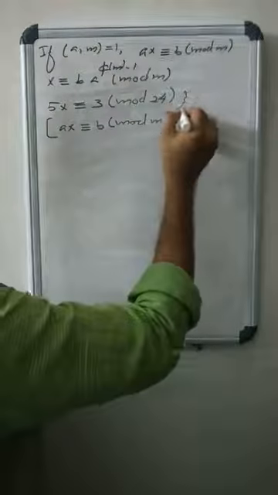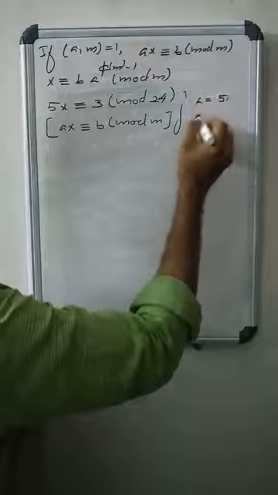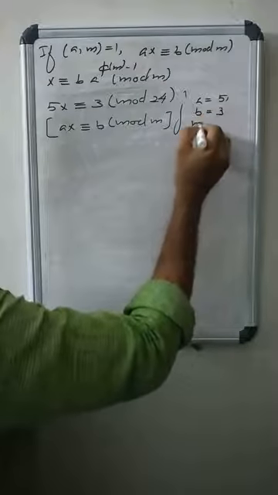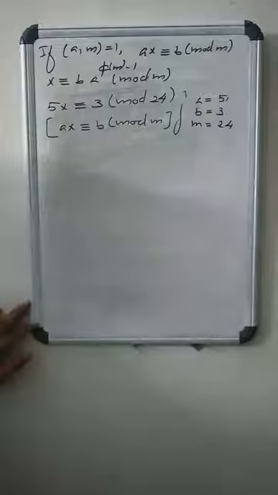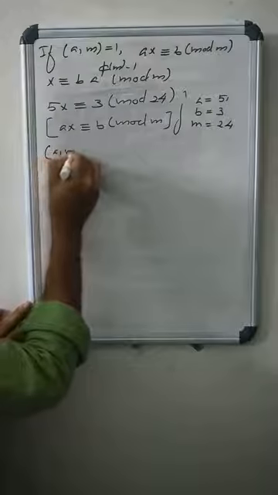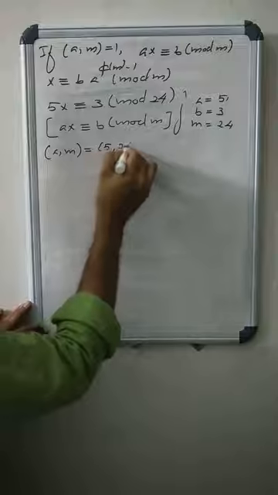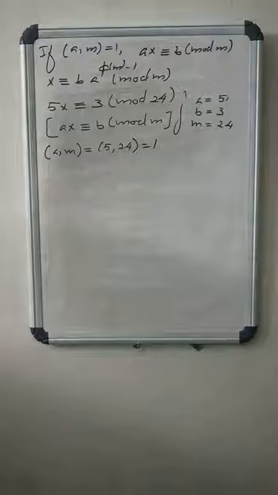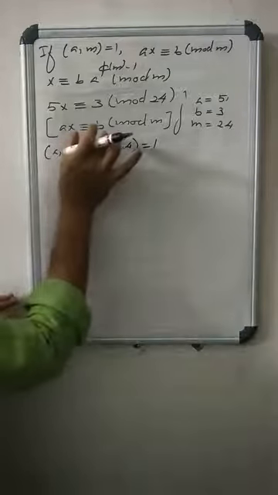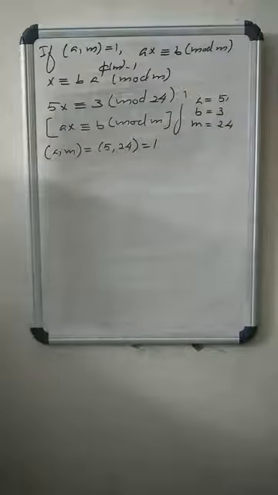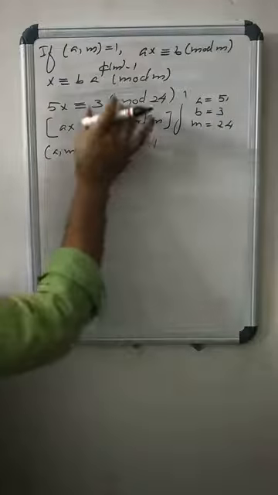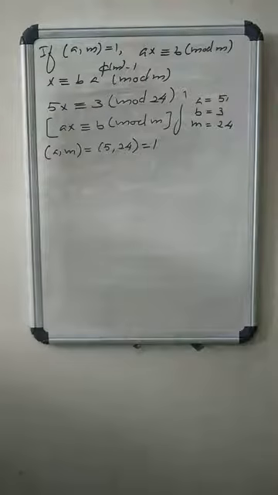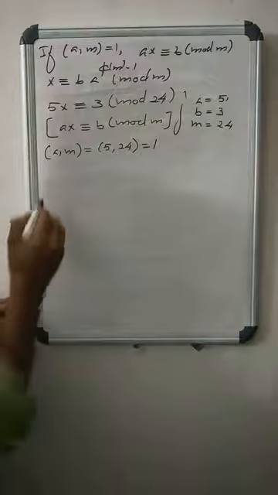Okay. So what do you get? Here a equals 5, b equals 3, m equals 24. What is GCD of a and m? GCD of 5 and 24 is 1, meaning a and m are relatively prime. When a and m are relatively prime, then ax congruent to b mod m has a unique solution. So since 5 and 24 are relatively prime, 5x congruent to 3 mod 24 also has a unique solution. Agreed. What is the unique solution?